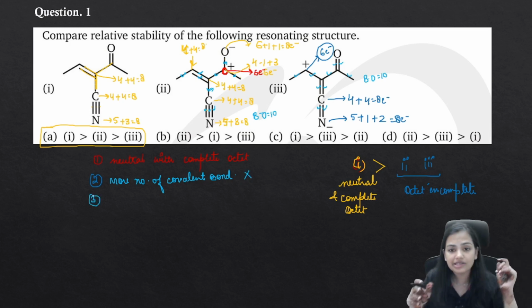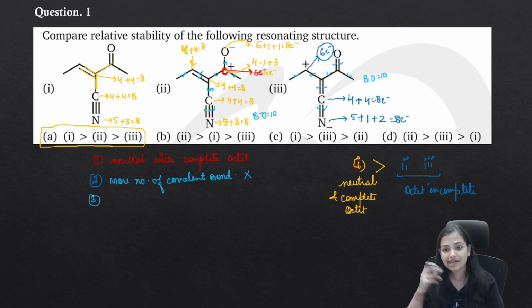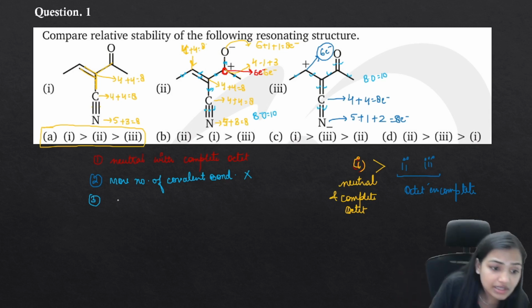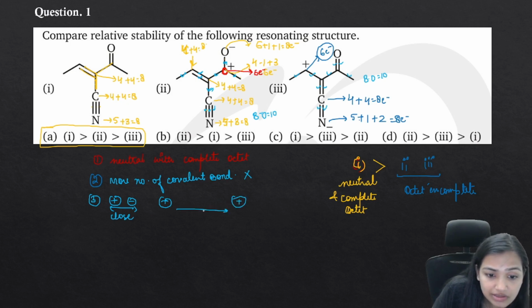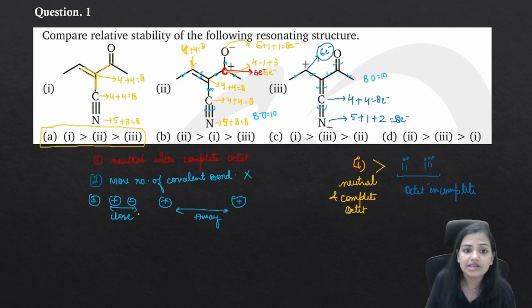What does the third point say? The third point says that if you have a charged species, then the opposite charges must be closer, and the like charges must be away from each other. Why? Because like repels and opposite attracts. So the opposite has to be closer.